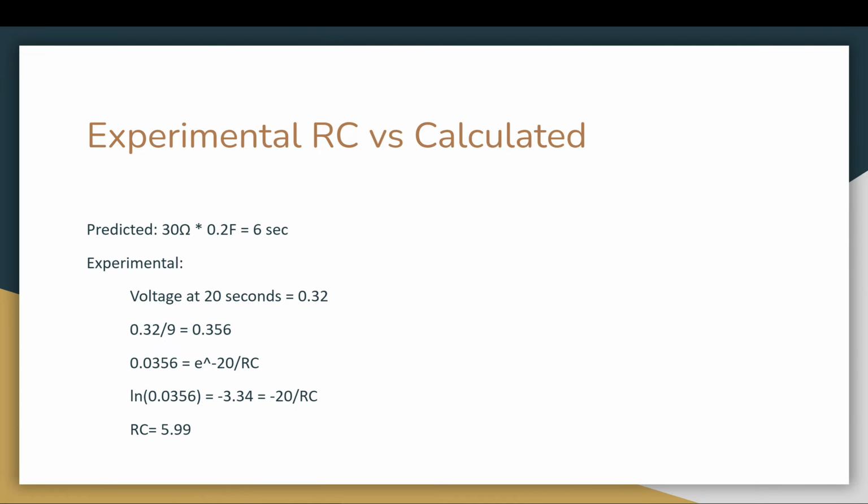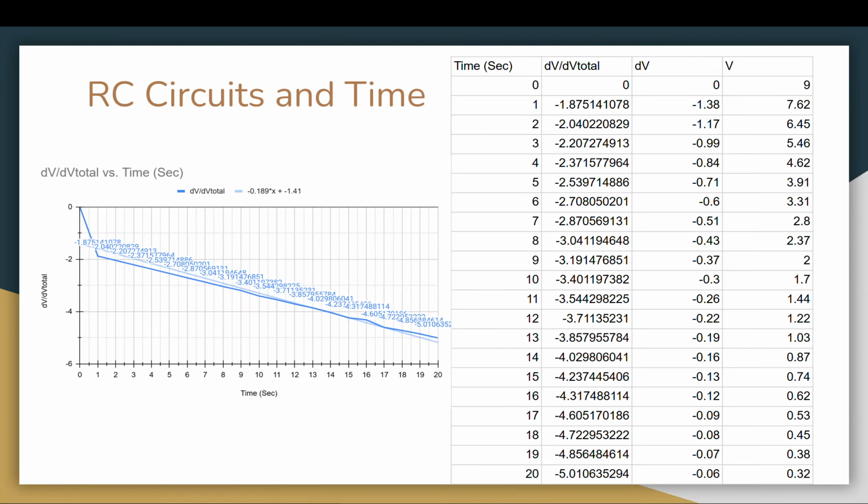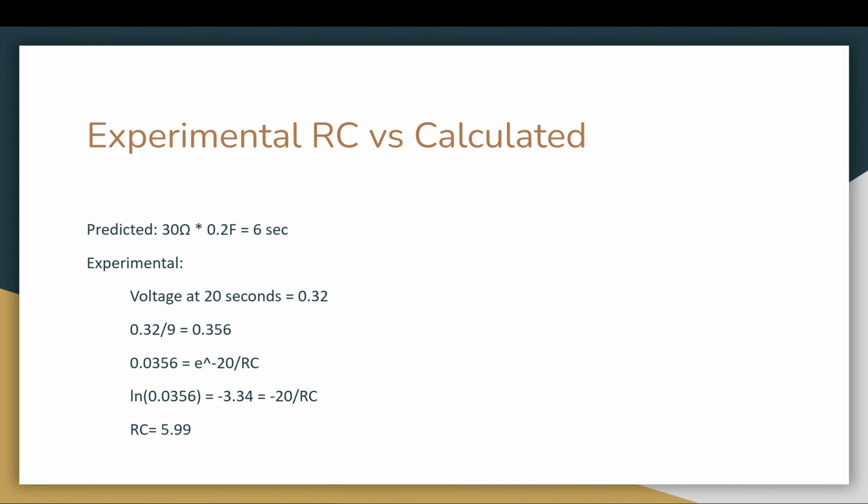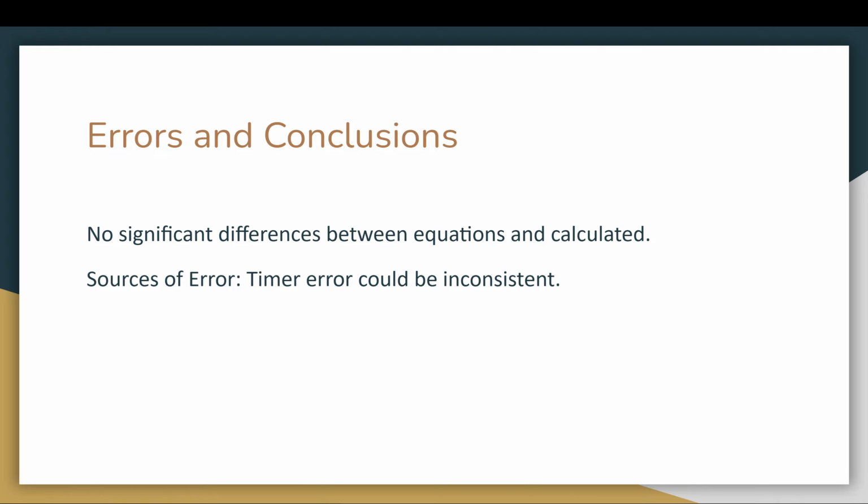However, in the experimental, the voltage at 20 seconds was 0.32, as we see here. We take that and divide it by 9 for the delta V. That gives us 0.356, and that should be equal to e to the negative 20 over RC. So we take the ln of that, giving us negative 3.34. We then divide negative 20 by negative 3.34, and we get about 5.99. So as you can see here, the experimental and calculated values line up very closely.